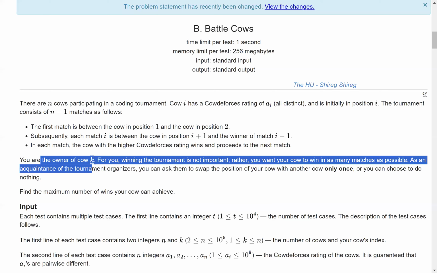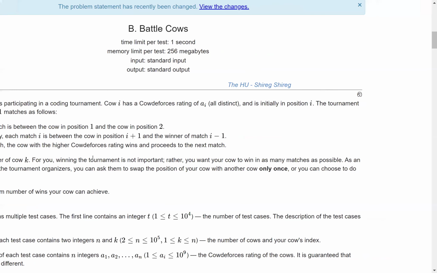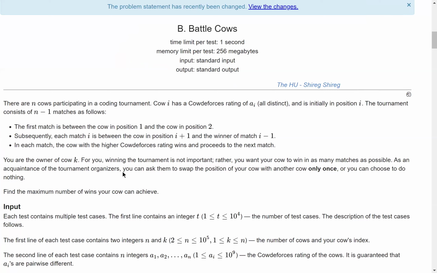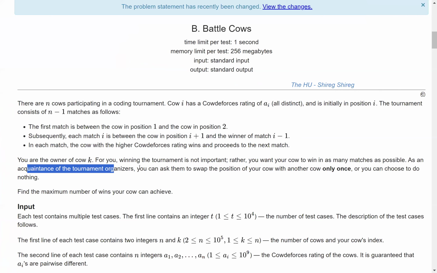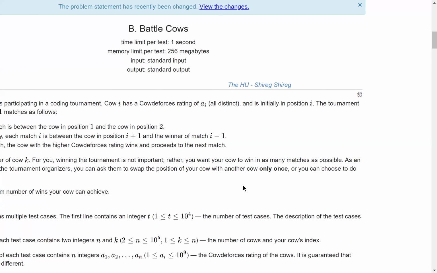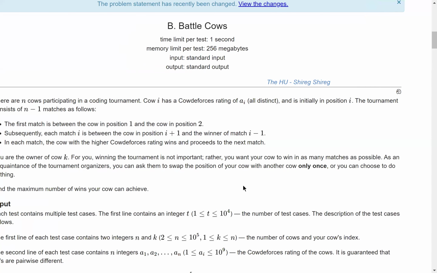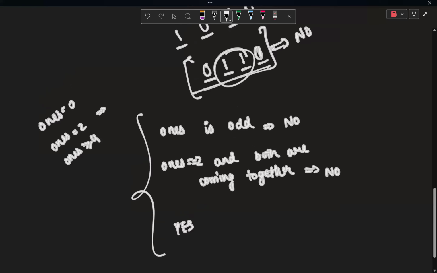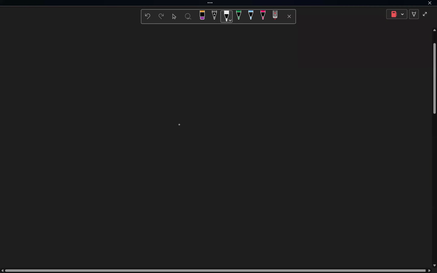We are the owner of the kth cow, and we don't really care about winning the tournament. All we care about is winning as many matches as possible. The problem says that we can swap our cow with some other cow exactly once, or sorry, at most once. It's up to us if we want to swap our cow with some other cow.